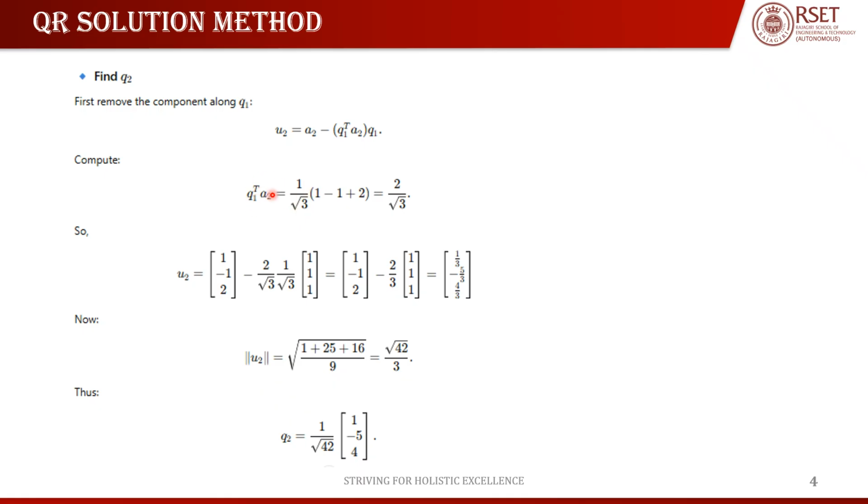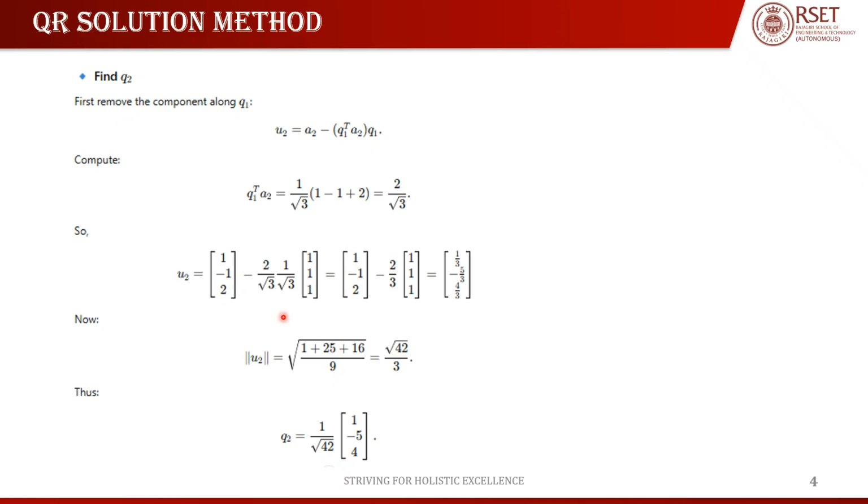You can verify from the previous slide what q1 was, take the transpose and multiply it with a2, and you will have 1 by root 3 into 1 minus 1 plus 2, which is 2 by root 3. This particular term, q1 transpose a2, is a constant. Now we multiply it by q1.